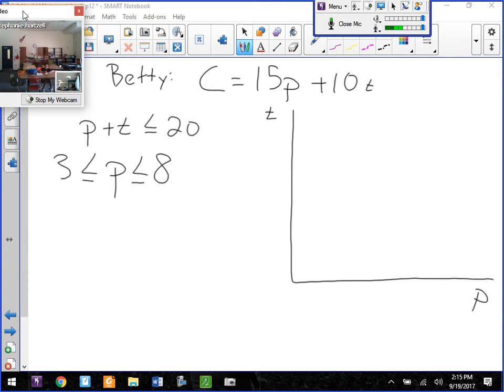Now the next one is a little bit deep, a little bit weird. It says that she wished to always give more time to tutoring. How would you write that? See, tutoring has to be greater than programming. Now, I know that the wording in here doesn't say that, it just says more than.